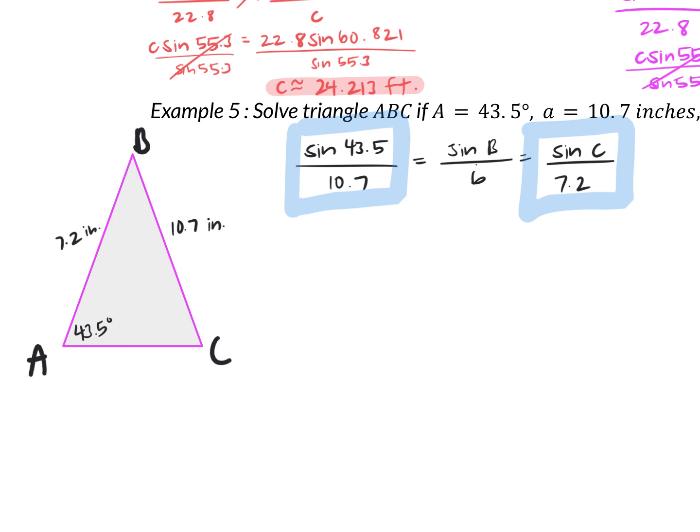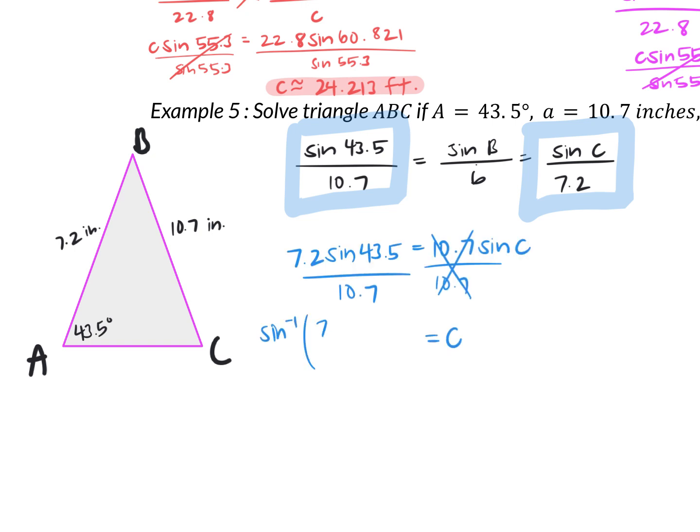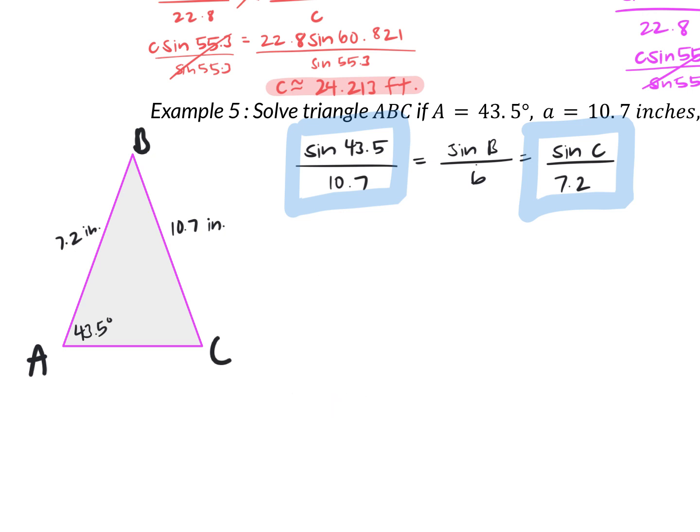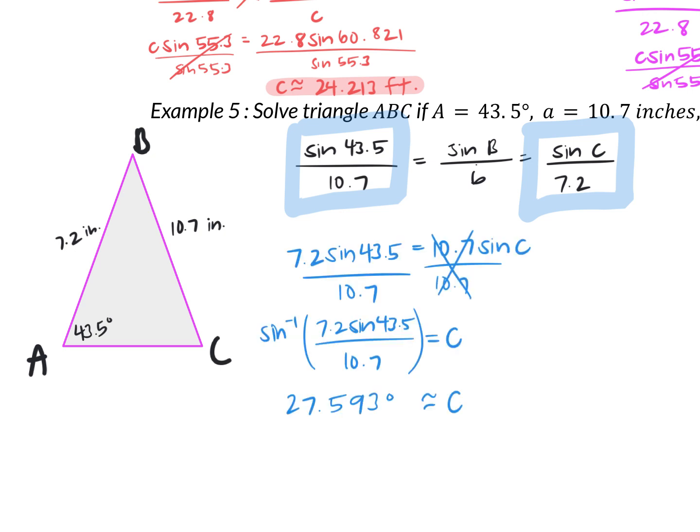And now I'm solving for a capital letter, capital C, which means if I want to get C by itself, I have to do what to both sides? The inverse. So I'm going to take the inverse of all of this. So inverse sine of 7.2 sine of 43.5 divided by 10.7. I got C to be 27.593 degrees.